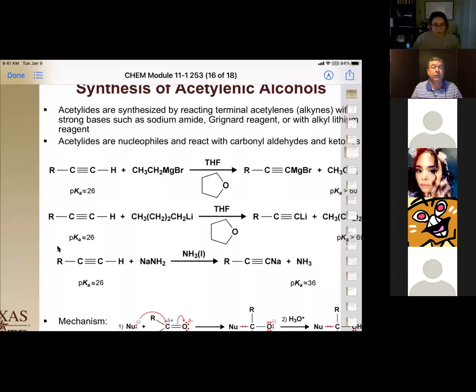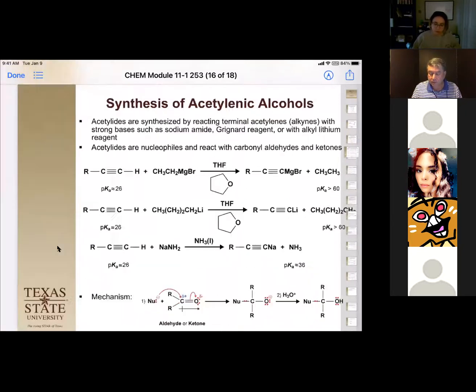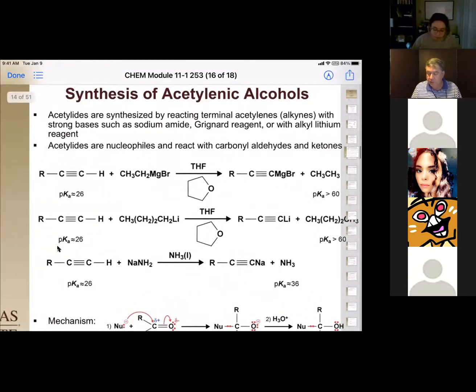reagent. So if you had a Grignard reagent of ethane, the ethane proton is much, much less acidic than the acetylene proton. So it's going to abstract that hydrogen and put the Grignard onto the acetylene and generate our weaker acid here. Notice, it's not a very strong acid, but this is a much weaker acid. And so it's going to exchange, giving you the acetylene now as your nucleophile.